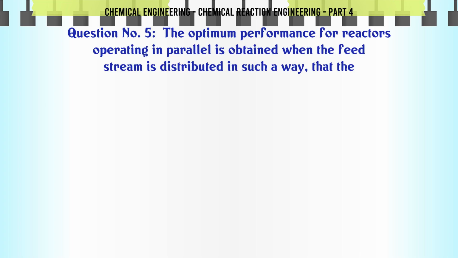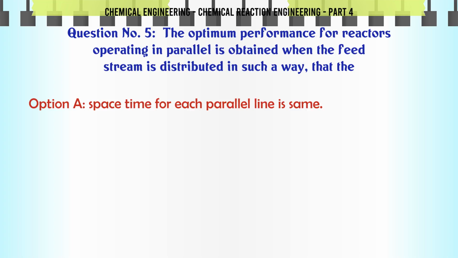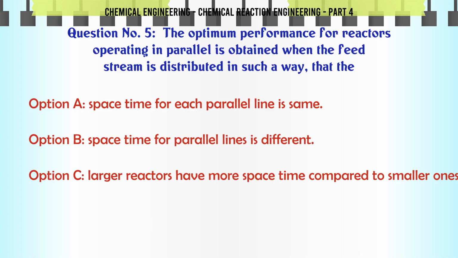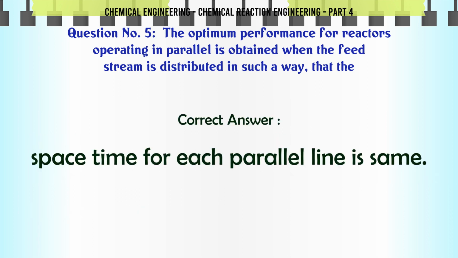The optimum performance for reactors operating in parallel is obtained when the feed stream is distributed in such a way that the A. space-time for each parallel line is same, B. space-time for parallel lines is different, C. larger reactors have more space-time compared to smaller ones, D. none of these. The correct answer is space-time for each parallel line is same.